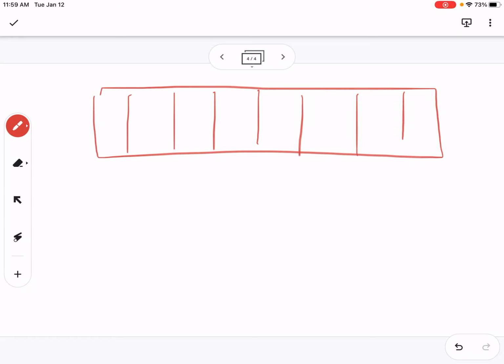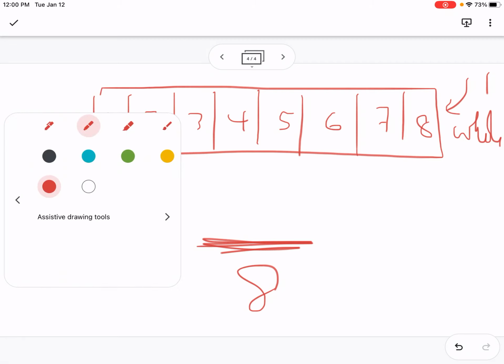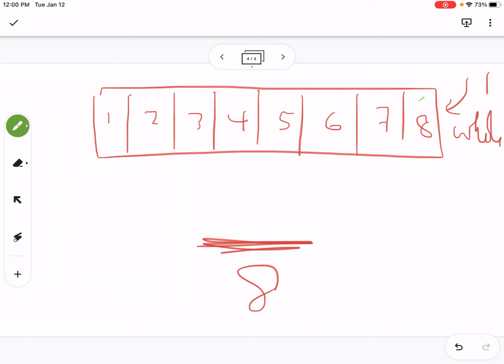Now, how many parts do I have? 1, 2, 3, 4, 5, 6, 7, 8 parts. And remember, the outside rectangle is 1 whole. So, to write my fraction, I start by saying, how many parts does it take to make 1 whole? Well, now it takes 8 parts to make 1 whole, because the whole rectangle is broken into 8 parts. How many are we talking about? Well, let's imagine that we have, let's say I'm getting 1 of those. I'm getting 1 out of the 8 pieces.